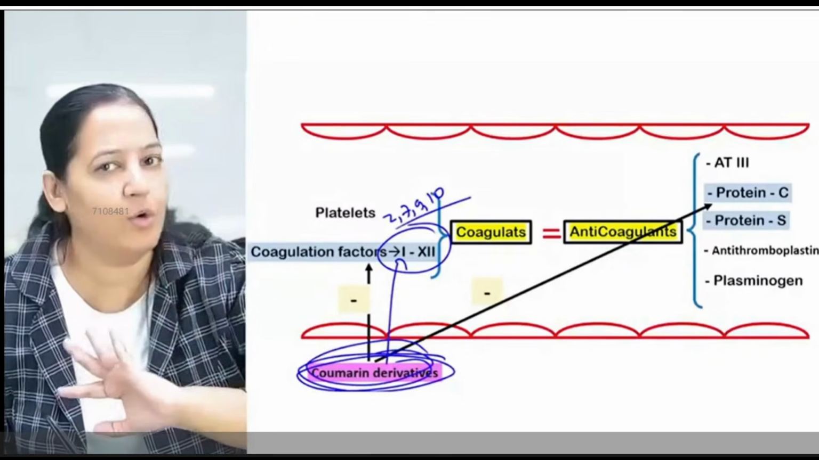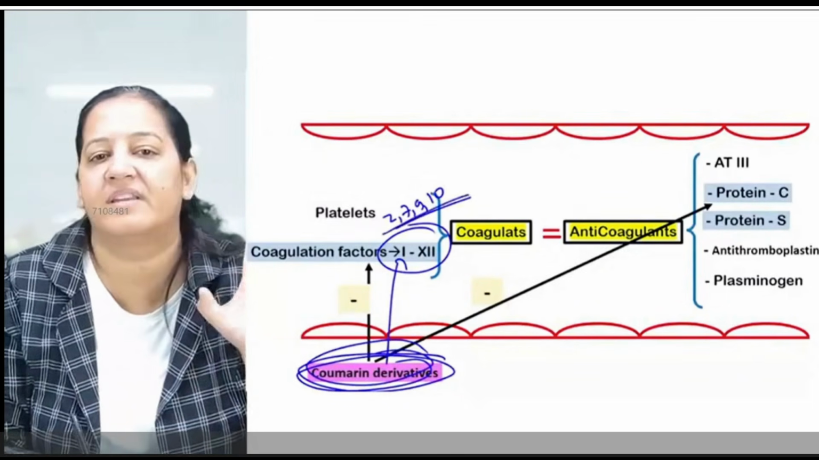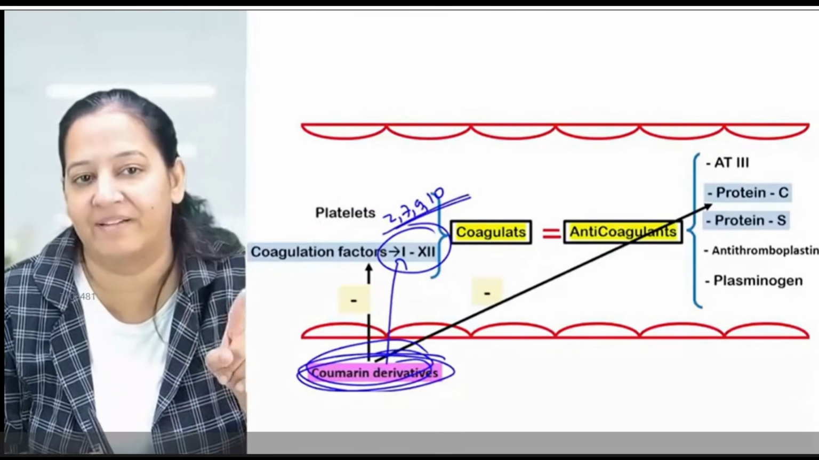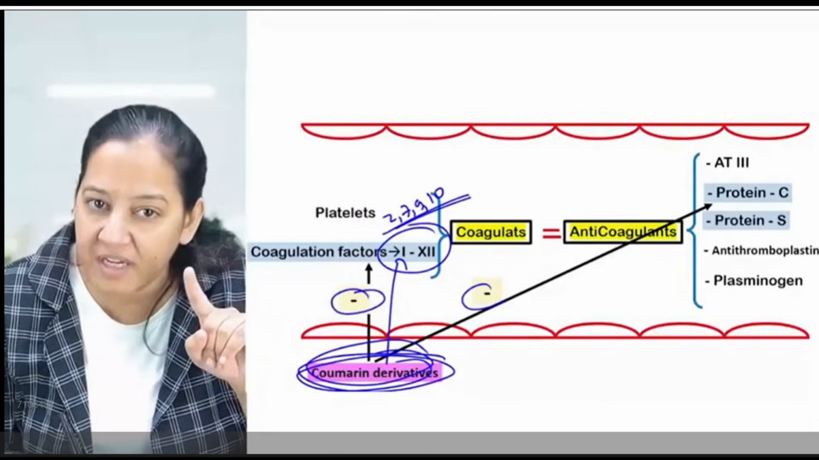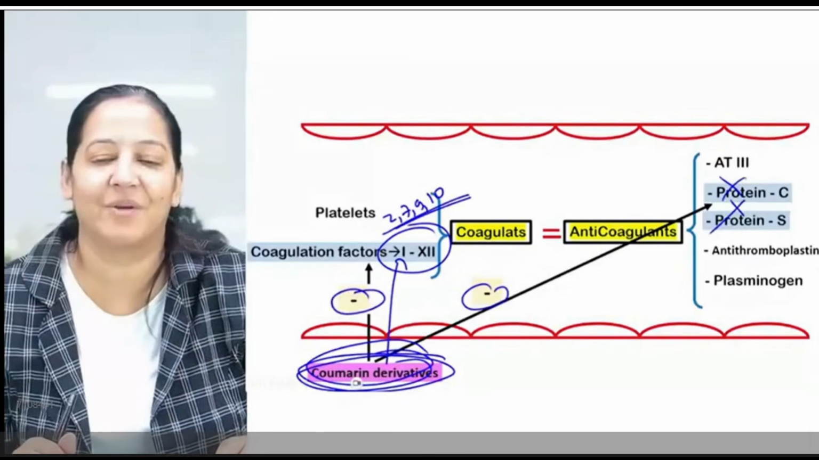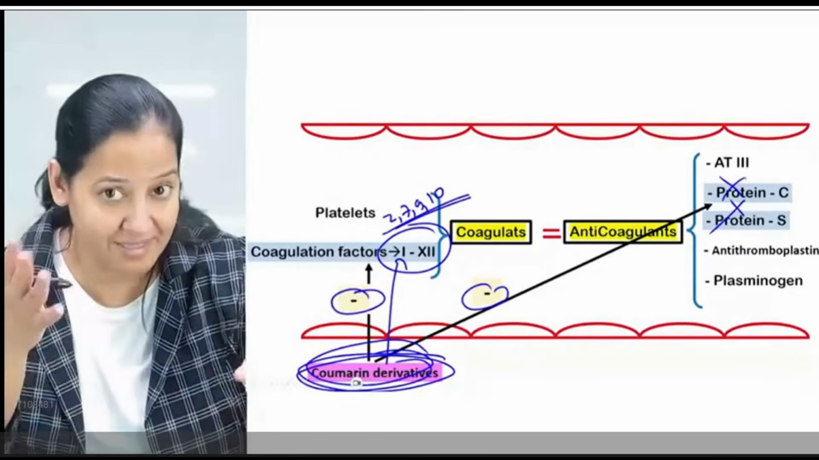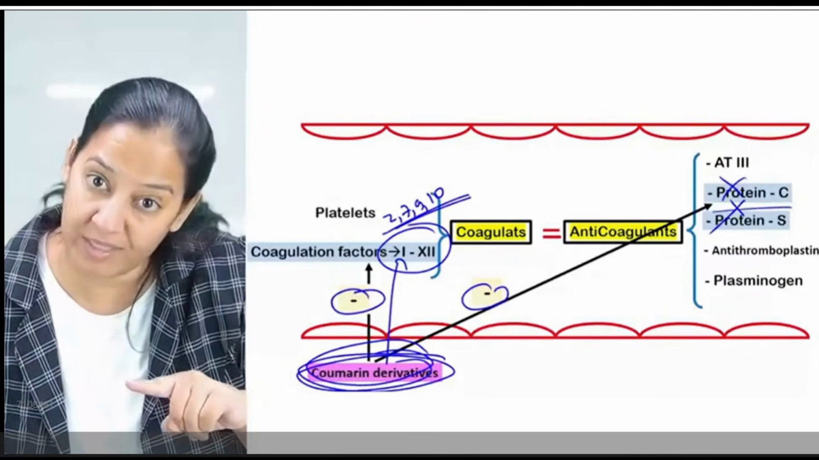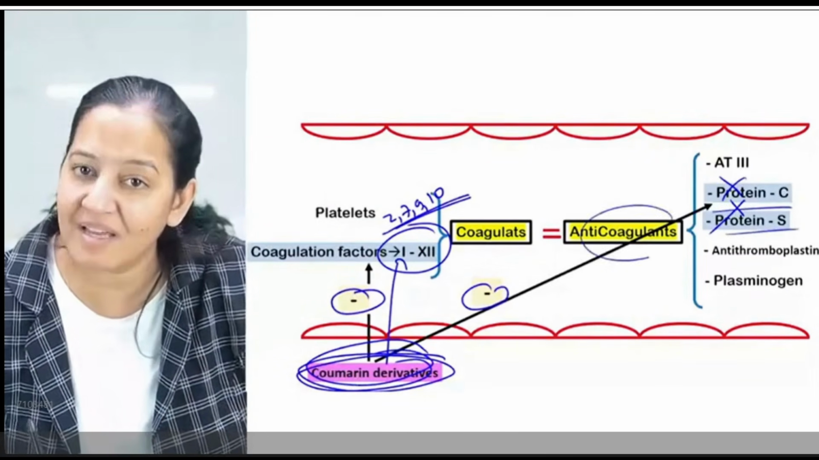So no VKOR, no active form of vitamin K, no factor 2, 7, 9, 10 activation. But it is inhibiting these four, and it also inhibits the formation of protein C and protein S. This matters. You're getting my point. There is a climax in the story. Now this is inhibiting protein C and protein S also. Protein C and protein S are anticoagulants.